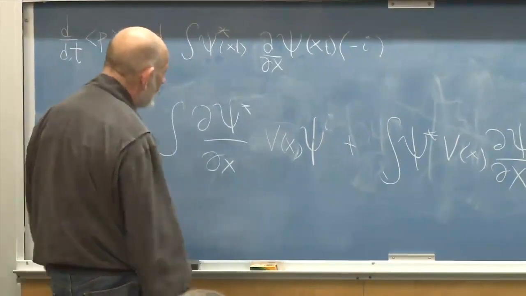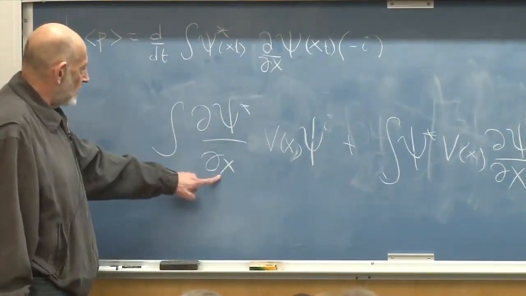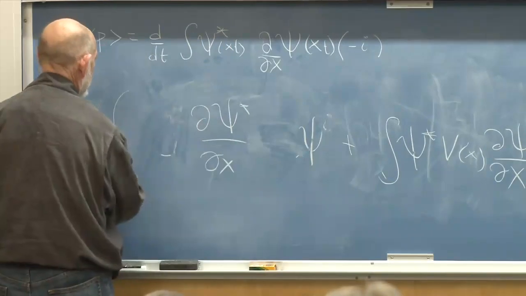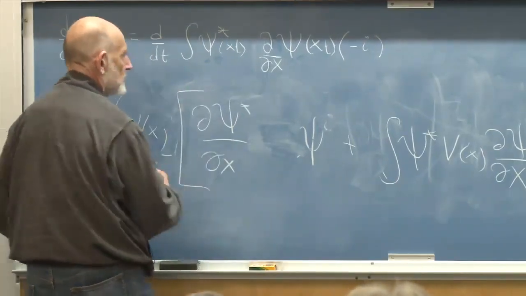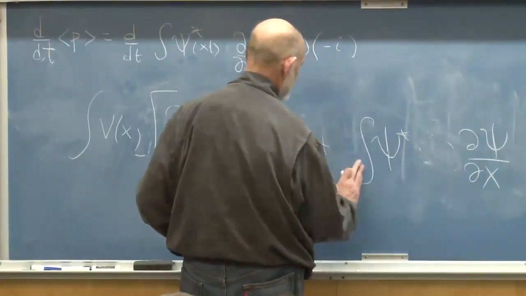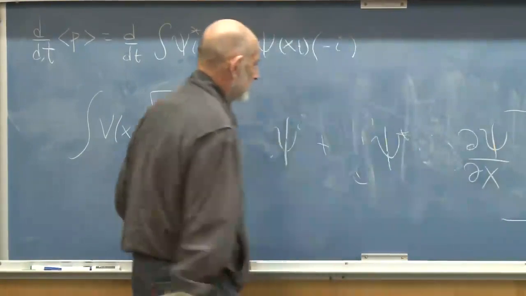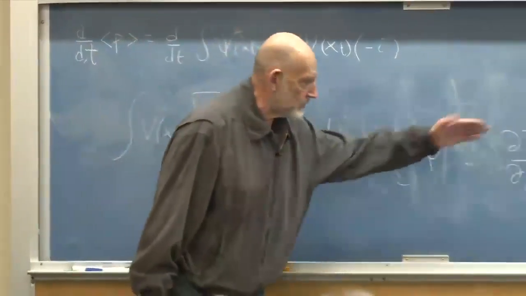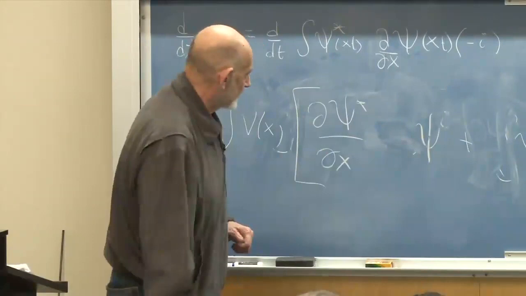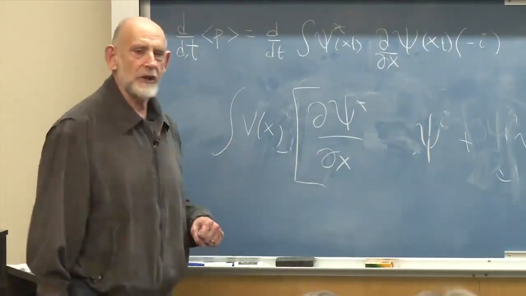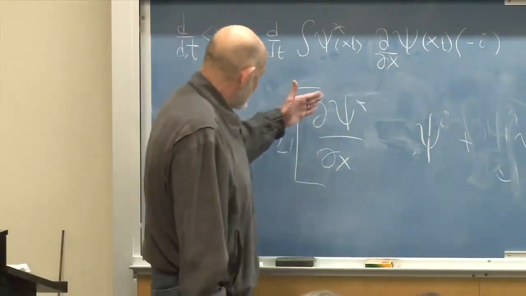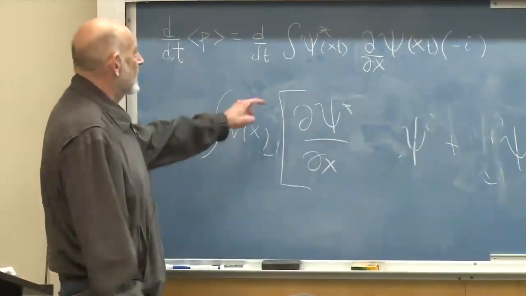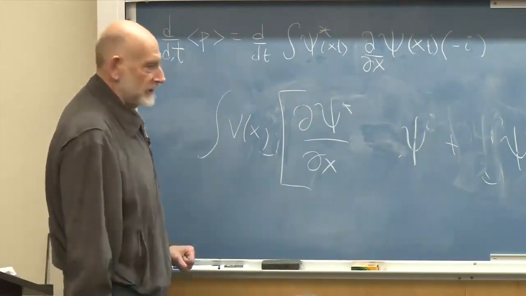Okay, now we're almost there. We have d psi star of x dx times psi. Let's pull out the v of x. Let's pull it way out here, v of x times this. Now what is this thing here? Psi times d psi star by dx plus psi star times d psi by dx. This is the derivative of psi star times psi plus psi star times the derivative of psi. That is nothing but the derivative with respect to x of psi star psi. So let's put that in.